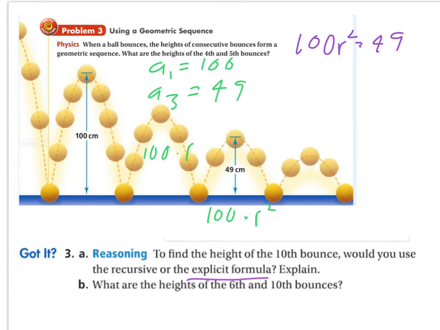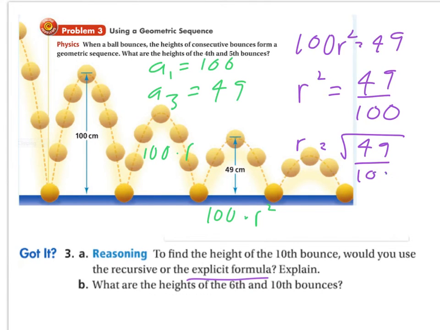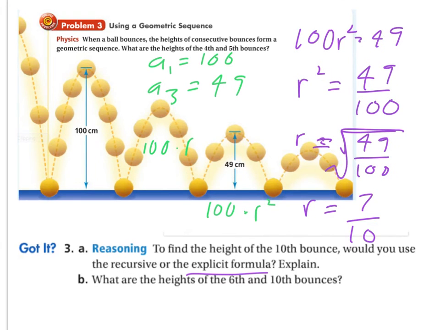And so I can divide by 100. Now, it might be tempting to actually do that division, but because we're going to square root, I would say just leave that alone for now. We square root both sides, and we get the square root of 49 100ths. And so the ratio is actually 7/10. Now, notice when I square rooted that time, I did not have to consider the positive and negative. That's because the ball is not going to travel through the floor and then back up. So the negative does not make sense there. So I know that the ratio is 7/10.